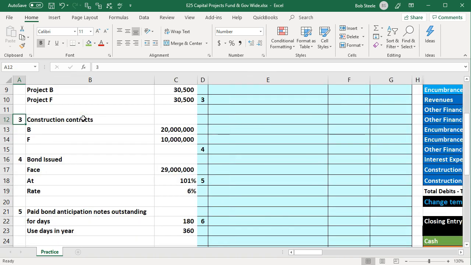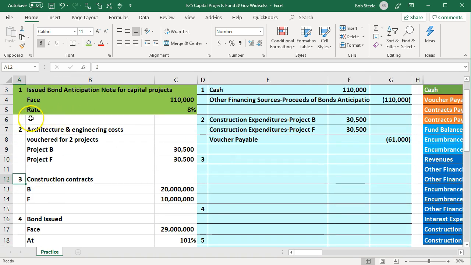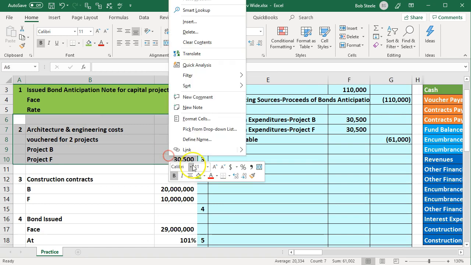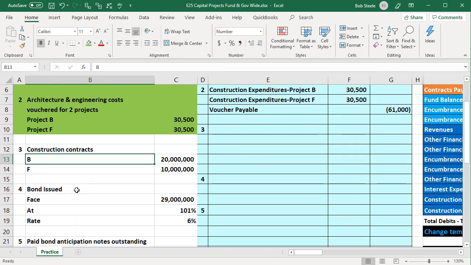Let's see what we have next. So we're going to scroll back over to our data. I'm going to say we're going to make this one green. So we've done that one. That means we've done it. And now we're going to go down to number 3, which says we have the construction contracts.